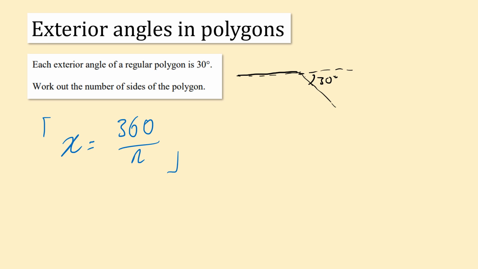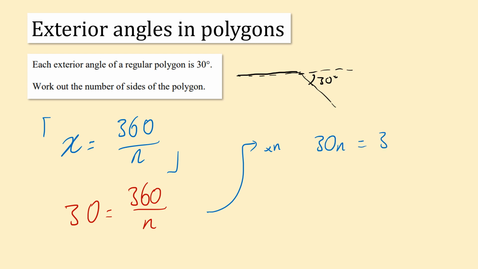Okay, so for this one, the size of the exterior angle, which is 30 degrees, is equal to 360 divided by n, the number of sides. So we've now got an equation that we can solve. If I multiply both sides by n, on the left I get 30n, on the right I get 360, and then divide through by 30, I get n. It's 360 divided by 30, that's the same as 36 divided by 3, which is 12. So it turns out this shape is a dodecagon, a shape with 12 sides.